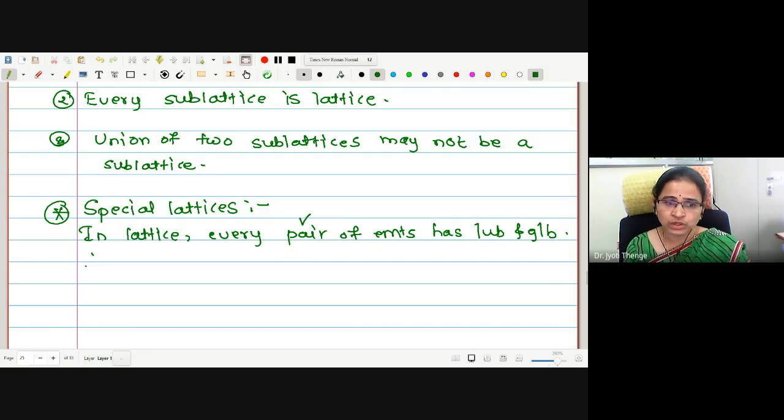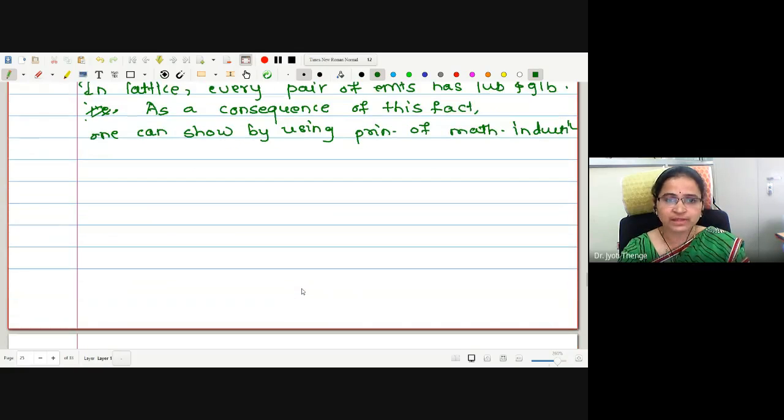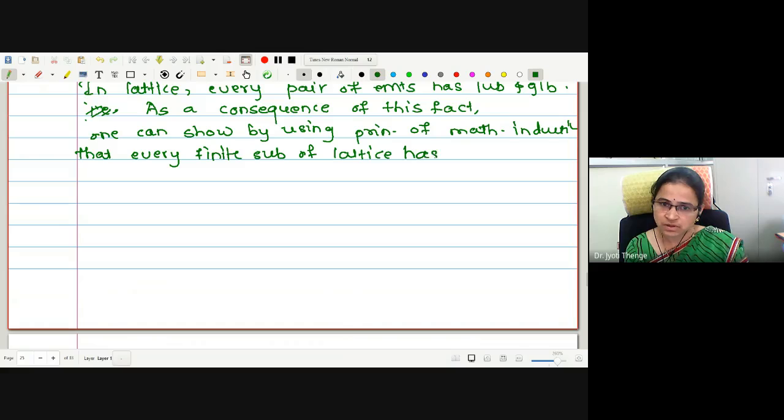Therefore, for n equal to 2, that is, okay, first I'll write as a consequence of this fact, one can show by using principle of mathematical induction that every finite subset of lattice has LUB and GLB.